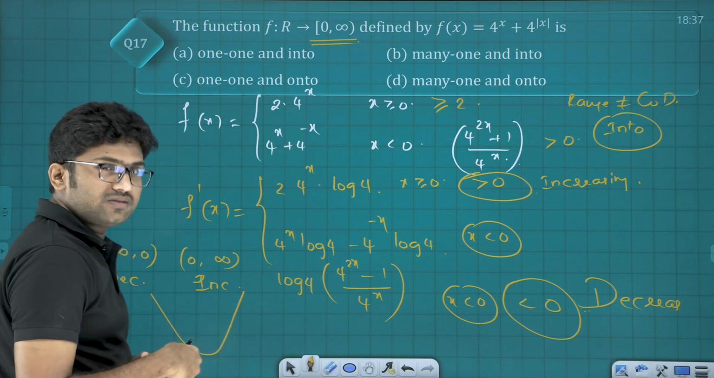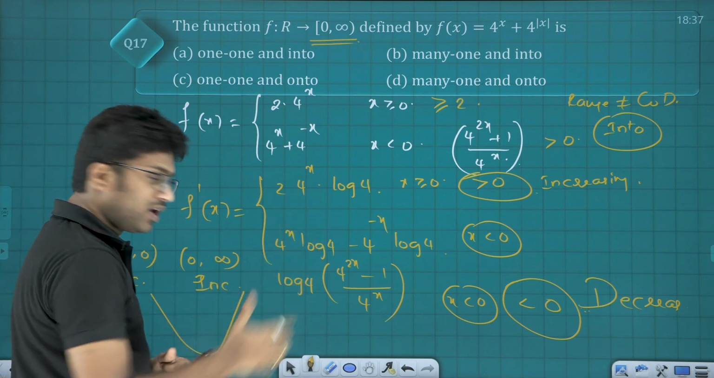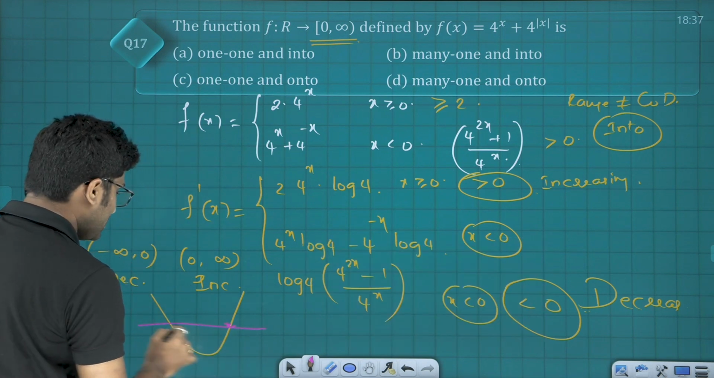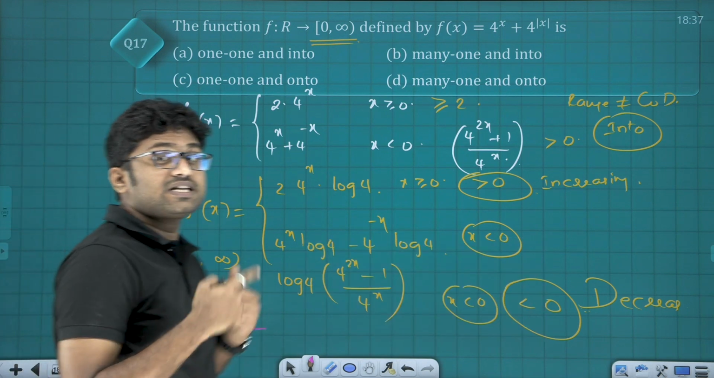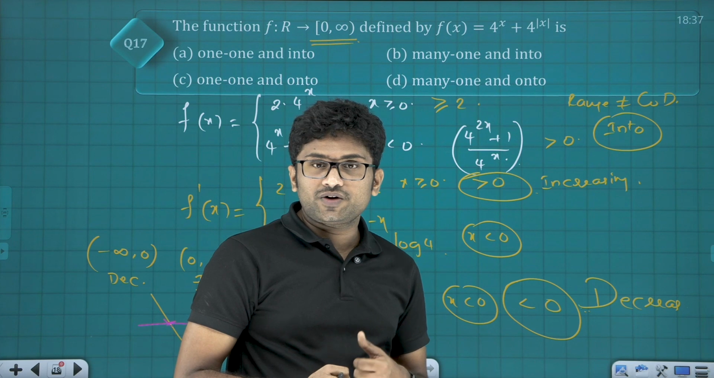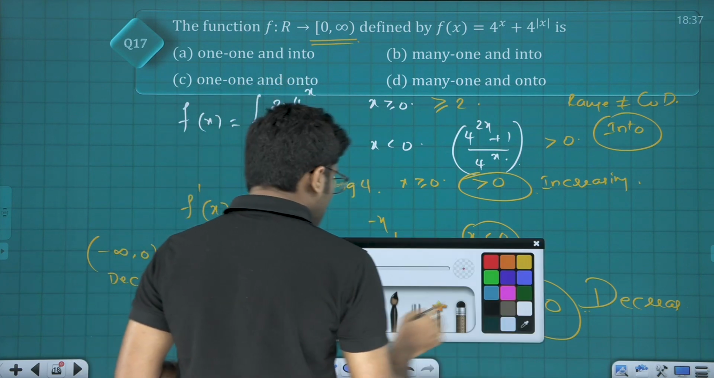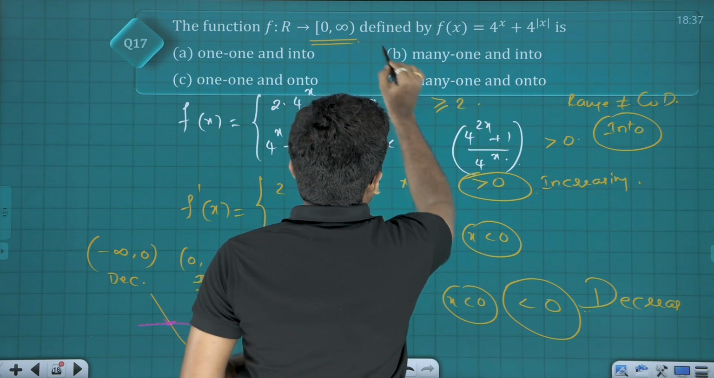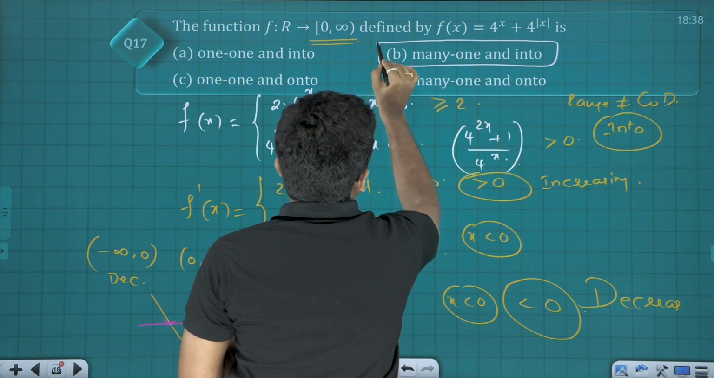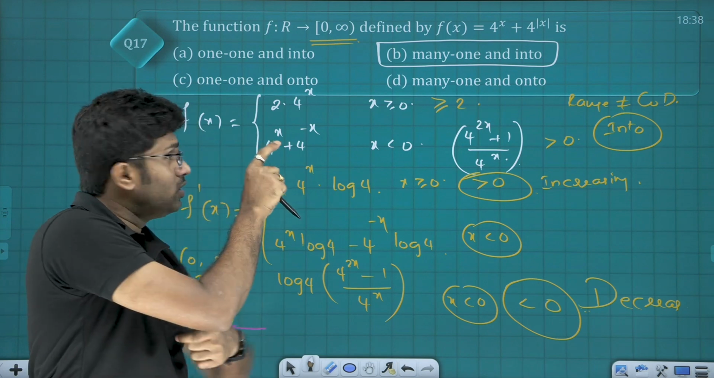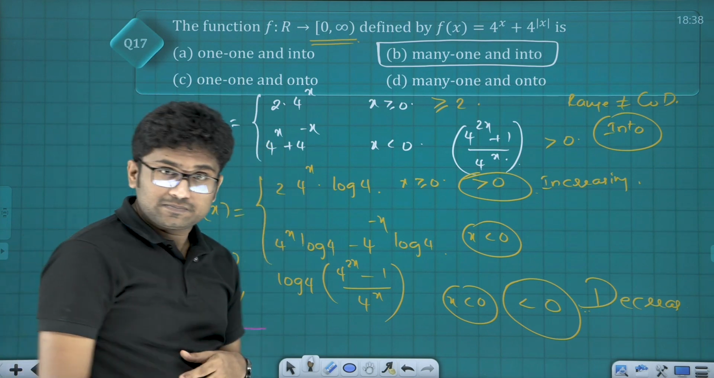Generally the graph can be like this. So when you draw a horizontal line, this horizontal line intersects at more than one point, hence it is not 1 1. Understood, friends? So this function is neither 1 1 nor onto. That means it is many to 1 and into. Many to 1 and into. Don't get confused. We have very good conceptual questions like this.